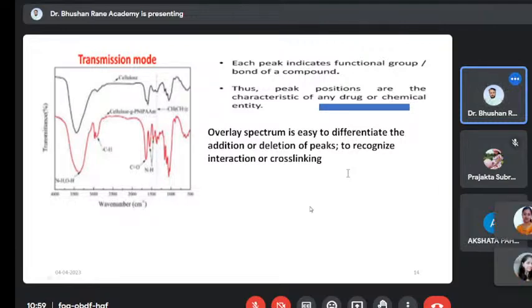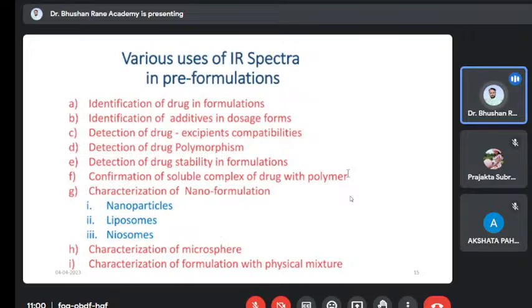For easy understanding, you have to plot the overlay spectrum of the drug molecule, the excipients, and the drug and excipient formulation which is to be optimized. From the overlay spectra shown in the diagram, it is easy to differentiate the addition of a new peak or deletion of peaks, in order to understand whether there is any interaction between drug and excipient, or any cross linking between the drugs and polymers utilized.